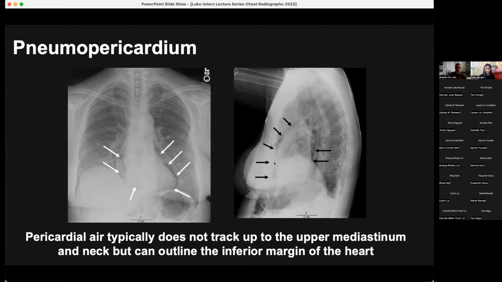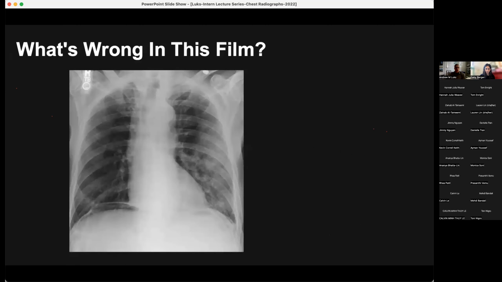And here you see a nice example of pneumomediastinum on a lateral film. Way less common, pneumopericardium on a lateral film. And I'd say that this finding is way less common than pneumomediastinum or pneumothorax. So what's the problem in this film? You can put your answers in the chat.